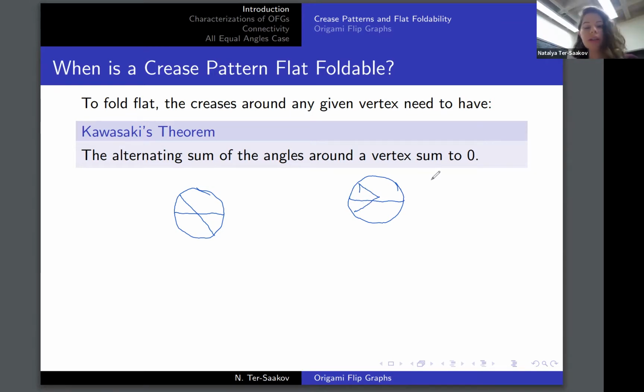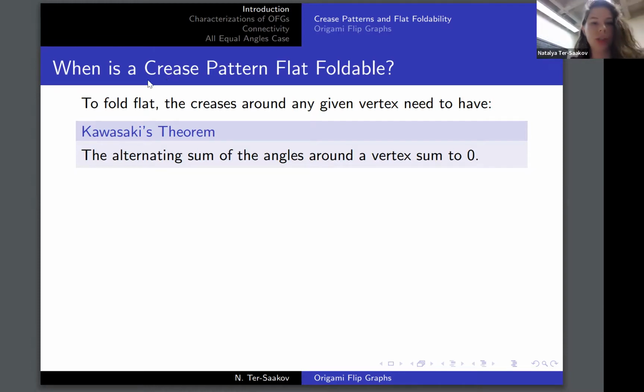So Kawasaki is necessary to be able to fold it at all, but we'd also like some rules on mountain valley assignments that are possible for a crease pattern. And the first of those is Maekawa's theorem, which... How are the angles measured in that prior statement?